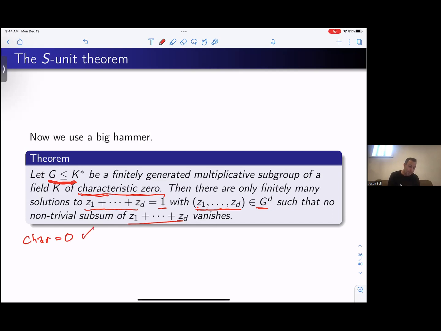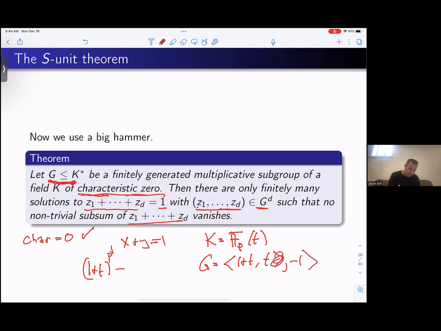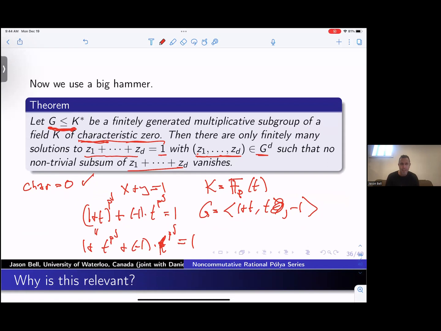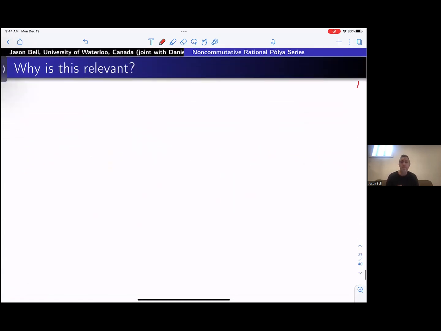Characteristic 0 is important. For instance, if I look at the equation x plus y equals 1, and I work in the field F_p(t), and I take the group generated by 1 plus t and t, then you can see that (1 plus t) to the p^j, let's throw in minus 1 here as well, I'm always getting 1 because we're in characteristic p. So this is 1 plus t^(p^j). And I can see that that's infinitely many solutions. So characteristic p is a little trickier. Nevertheless, we can deal with characteristic p, but let's worry about this later on.